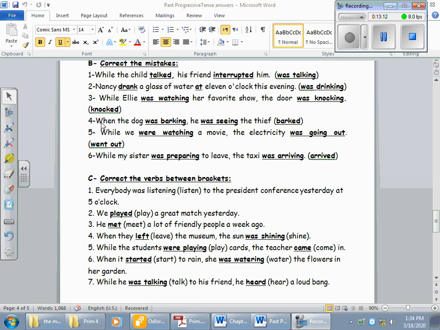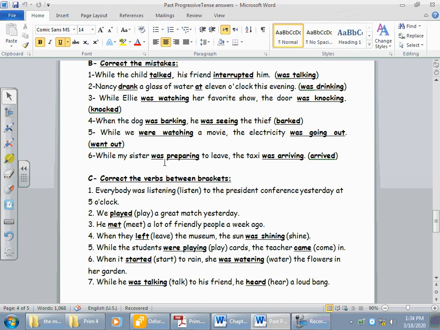Here, guys, when should be followed by past simple tense. So it should be, when the dog barked, he saw the thief. Number 5, while we were watching a movie, the electricity was going out. Here the mistake is "was going out." It should be "went out." Why? Because the second verb with while should be in the past simple tense.